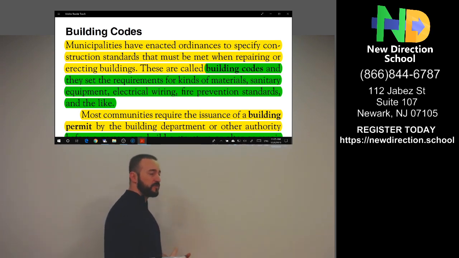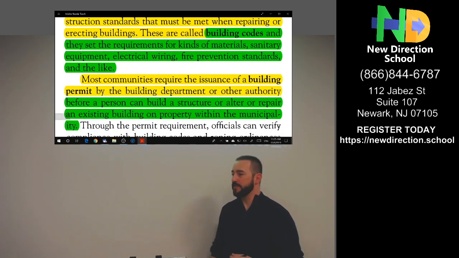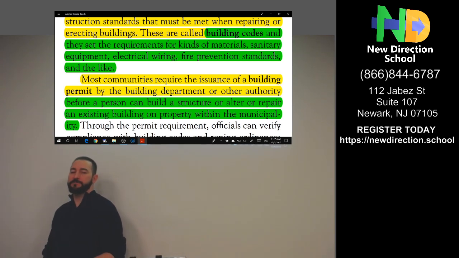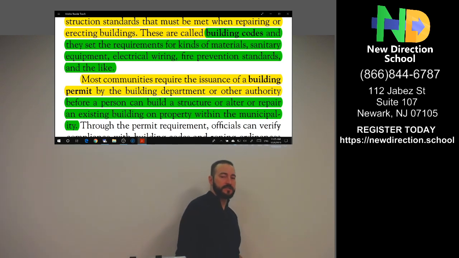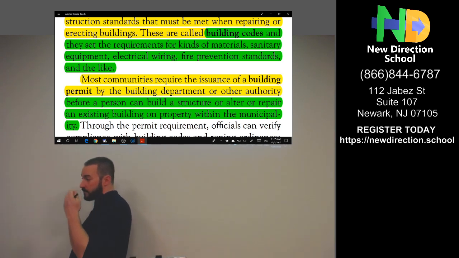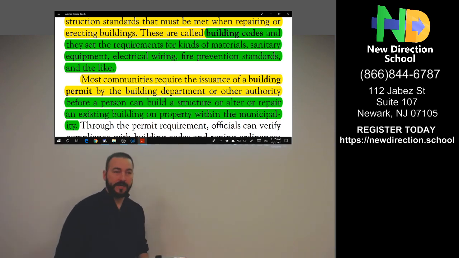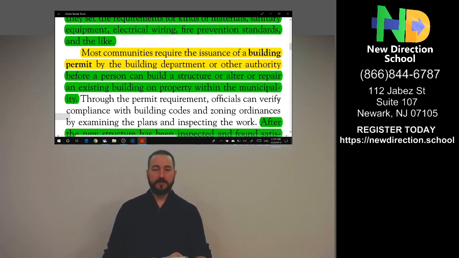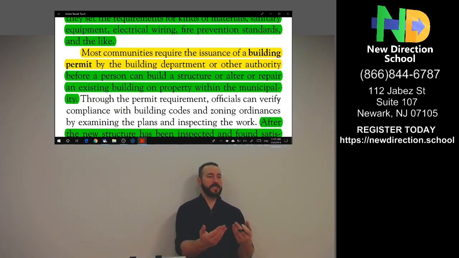The building code is to prevent stuff from happening, right? Now, most communities, not all, most, require the issuance of a building permit by a building department or other authority before a person can build a structure or alter or repair an existing building on property within the municipality. So, most communities require building permits before you can make any change to the property, right? Why do we need a building permit? Because through the building permit requirement, officials can verify compliance with building codes and zoning ordinances. They just want to make sure that when you present the plans, everything is according to the town requirements, right?